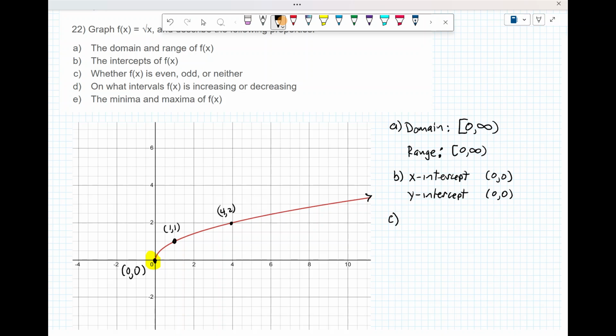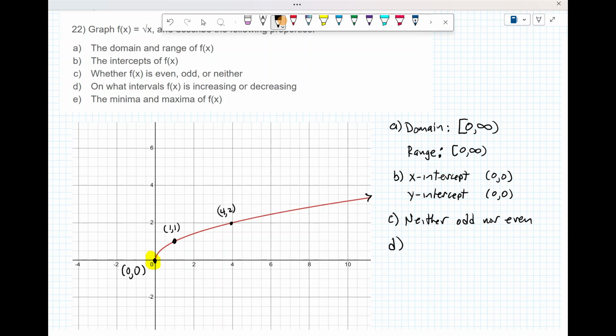All right, is this even, odd, or neither? Looking at this graph, it does not look like it's symmetric over the y-axis, so it's not even, and it does not look like it has symmetry over the origin, so it's not odd, so this is neither odd nor even.